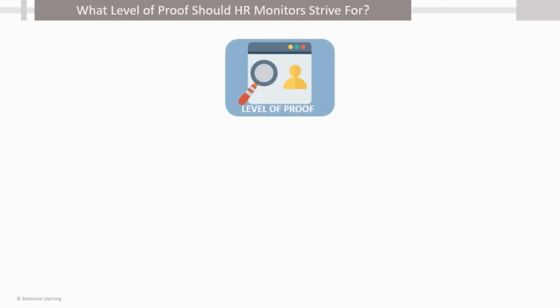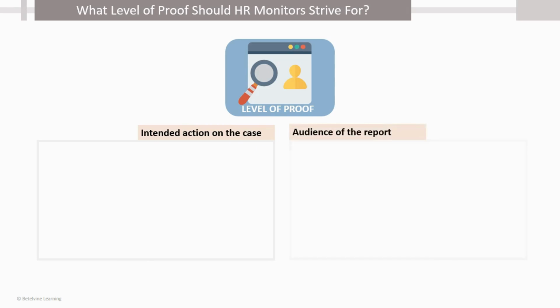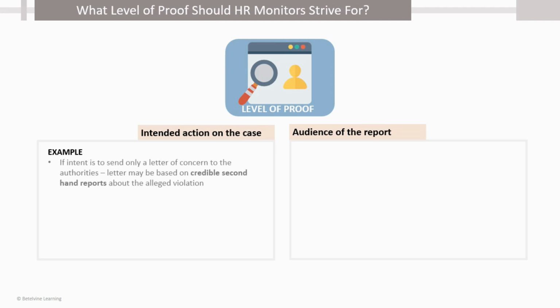Now, what level of proof should human rights monitors strive for? The level of proof required depends on the action that the organization intends to take on the case and the audience of the report. With regard to action that the organization intends to take on a case, for example, if the objective is to send a mere letter of concern to the authorities, then such a letter may be based on credible second-hand reports about the alleged violation.